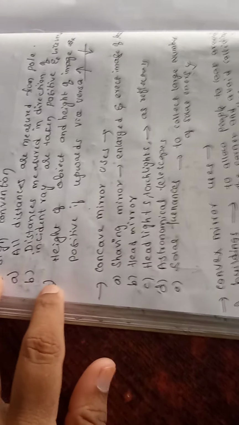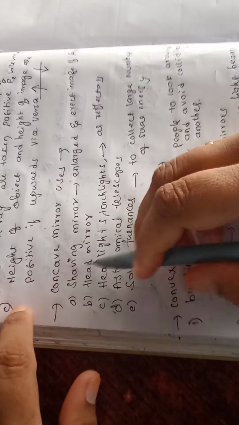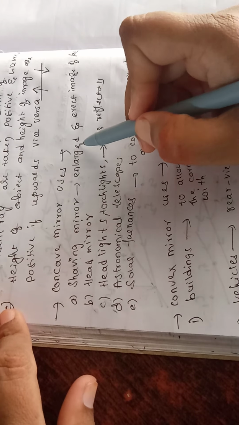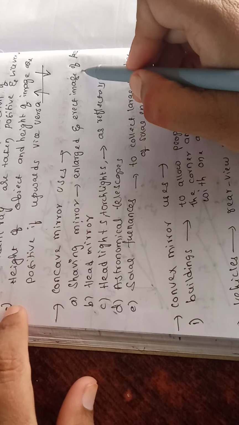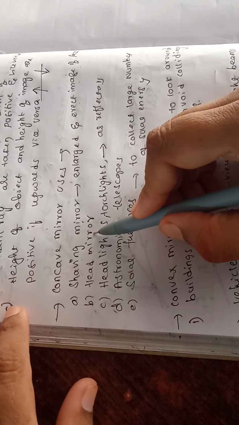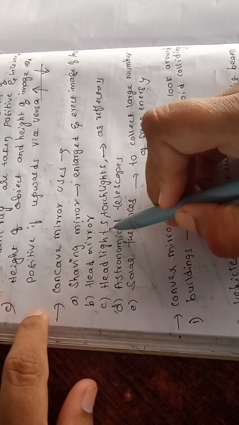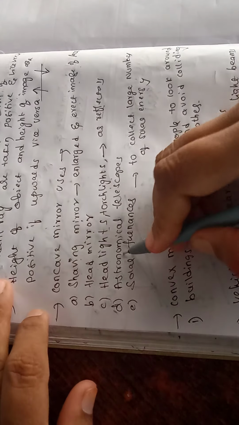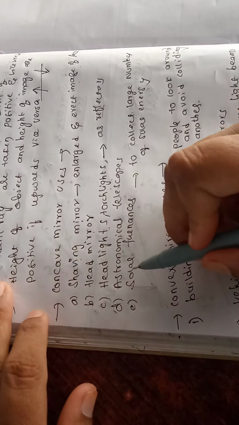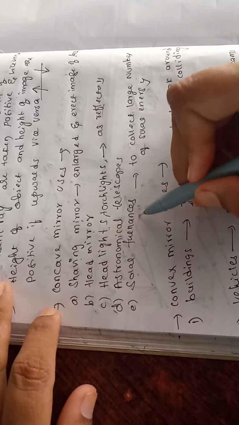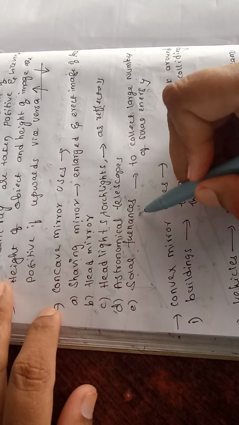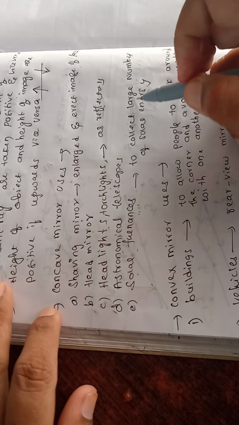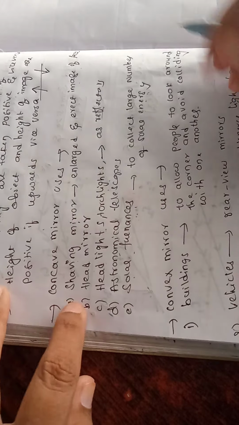Now the uses of a concave mirror. It is used in shaving mirrors because it shows an enlarged erect image of the face. It is used in head mirrors, headlights and torch lights because they act as reflectors. This is used in astronomical telescopes and in solar furnaces, because in solar furnaces we need to collect a large amount of solar energy. So concave mirrors can collect a large amount of solar energy.